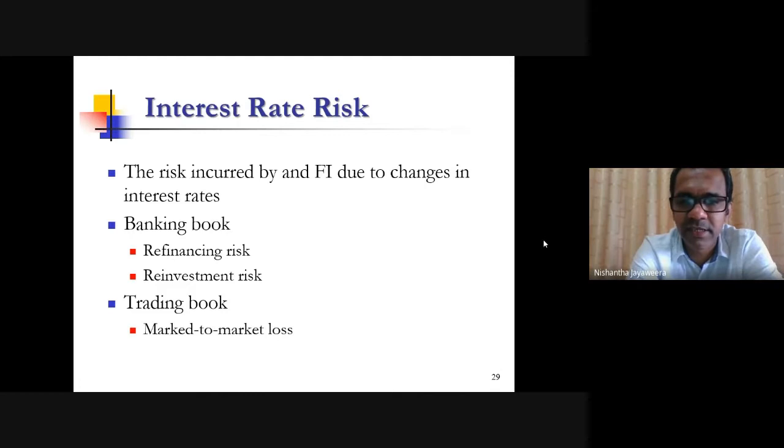Then the other thing is reinvestment risk. Whenever an asset matures, you have to reinvest that cash flow.